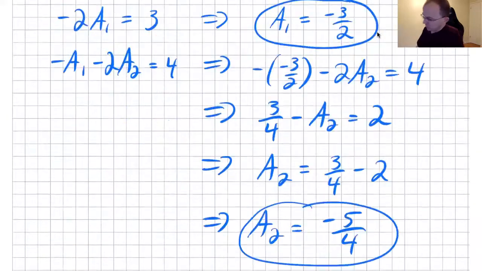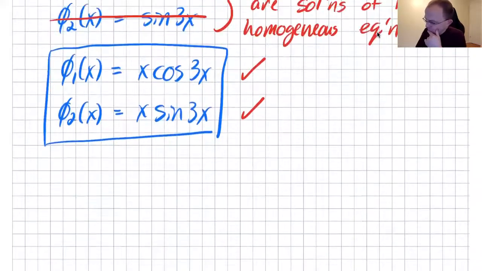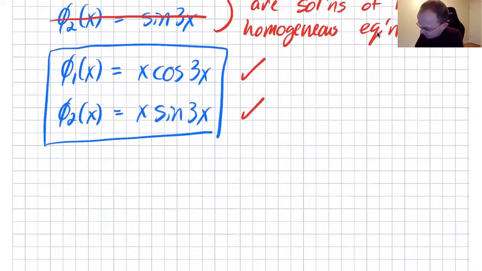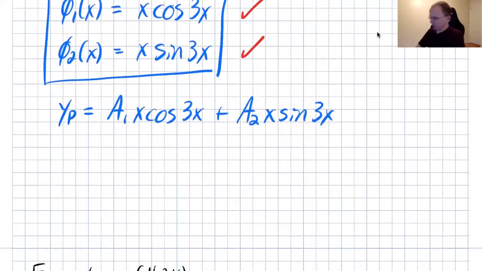Okay, so there we have it. We have our two functions that we need. And so therefore, y sub p is going to be a1 times x cosine 3x plus a2 x sine 3x. Okay, so that's going to be the form of our particular solution.